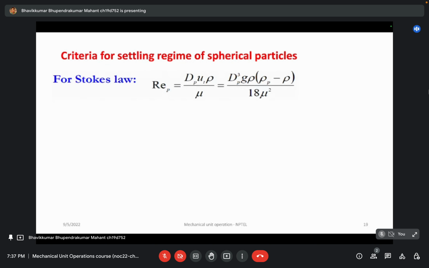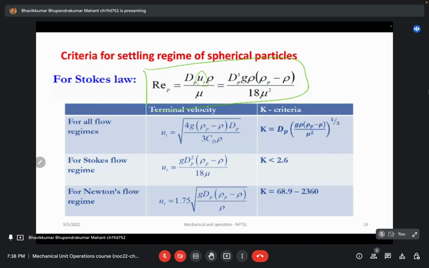Now the criteria for the settling regime of spherical particles. There may be two regimes: one is the Stokes law regime and another is the Newton's law regime. So what are the criteria? For Stokes law, we see the Reynolds number is equal to rho ut dp by mu, and if you substitute the value of ut, then at the end you will get dp cube g rho delta rho by 18 mu square.